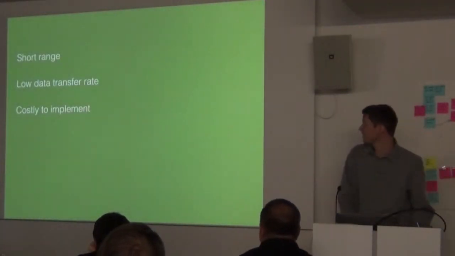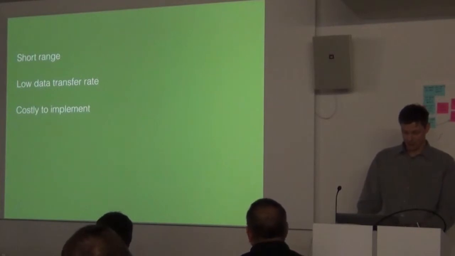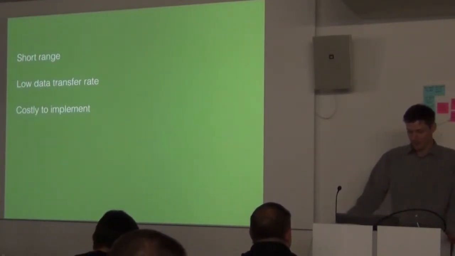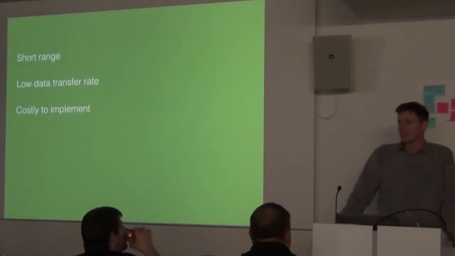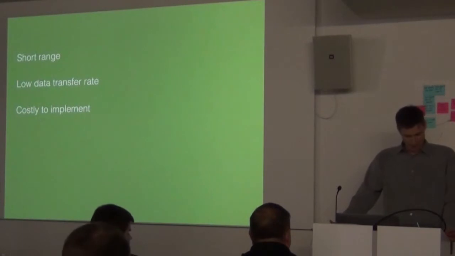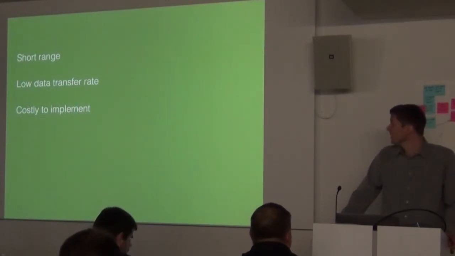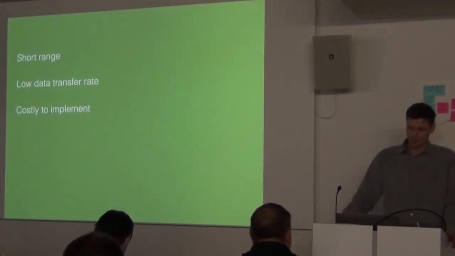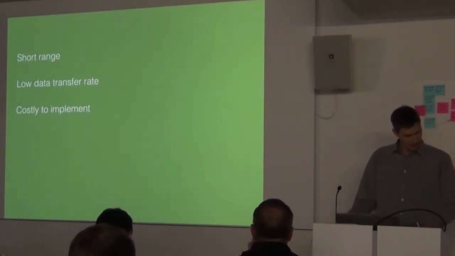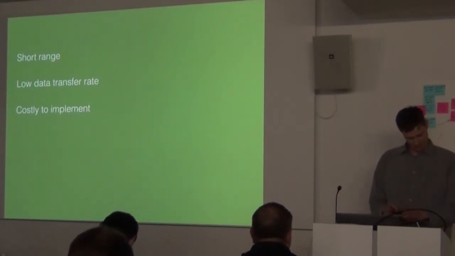So the limitations of it are short range, very low data transfer rate, and I didn't get into this much, but it's costly to implement. For example, one of the usages that I'll cover shortly is commerce, using your phone to pay, and so businesses are going to have to implement or install their own readers to make all this work. So this technology isn't just there to use.